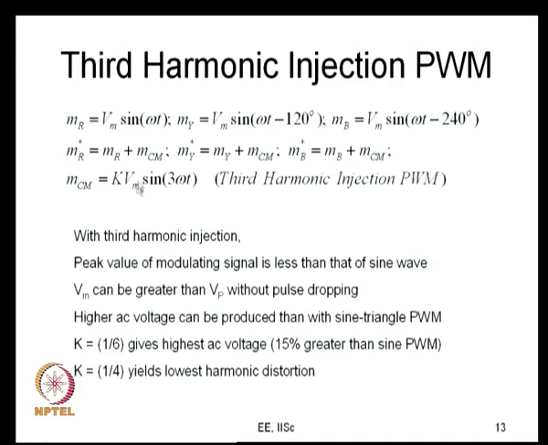And what is its amplitude? I am calling it k times Vm, where k is a fraction. It is small, it can be 0.1, 0.2. So, with third harmonic injection, as we just saw, the peak value of the modulating signal is less than that of the sine wave. So, it leads to the possibility that this Vm, the peak value of the sine wave, can be greater than Vp without pulse dropping. By pulse dropping, I mean the value of MR star exceeding Vp or going below minus Vp.